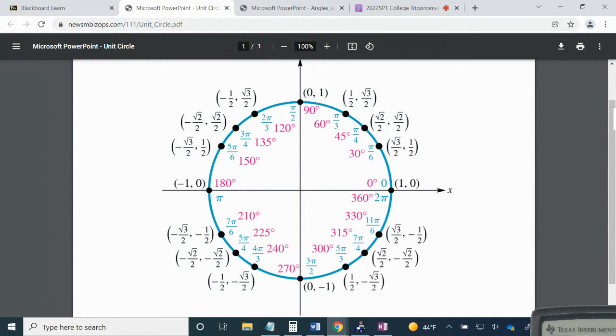Notice that there are a set of ordered pairs for every degree measure. Now before we actually get into what the ordered pairs actually mean, we're going to talk about how to convert from degrees to radians and from radians to degrees. So I'm going to go back to our 8.1 set of notes.